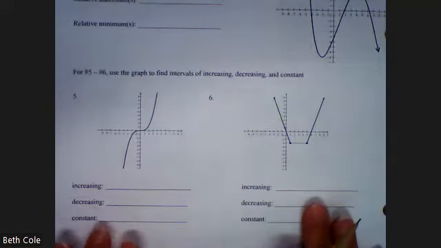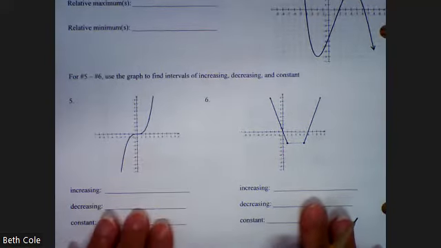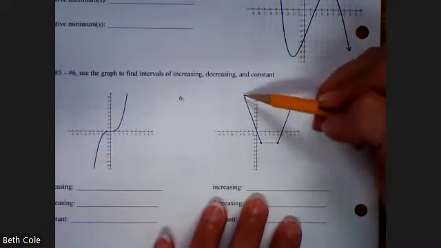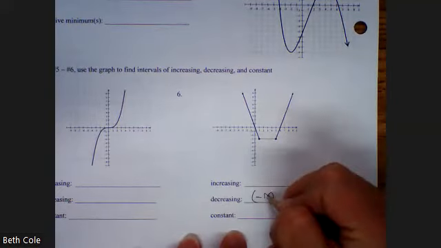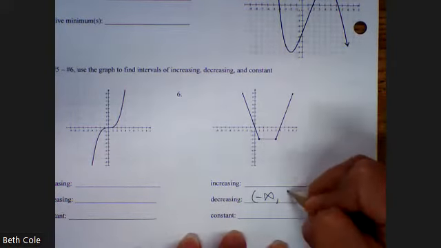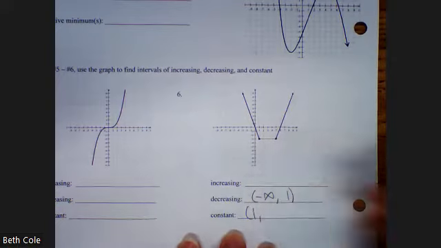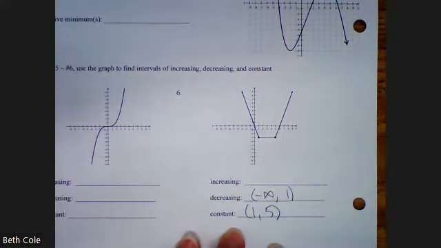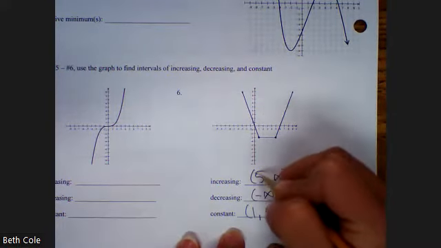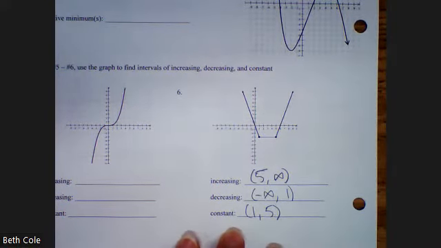Okay, let's do number 5. Or well, 5 doesn't have a constant part in it. Let's do 6. What is this graph doing first? So we decrease from negative infinity until 1. Beautiful. We're constant from 1 to 5. And then we increase 5 to infinity. Just read it left to right.